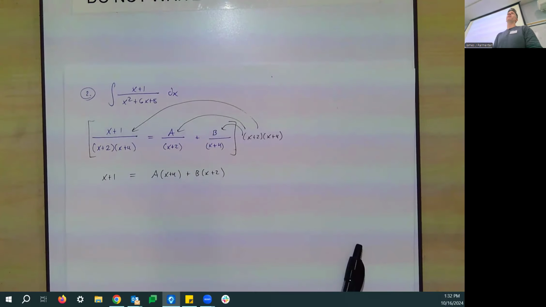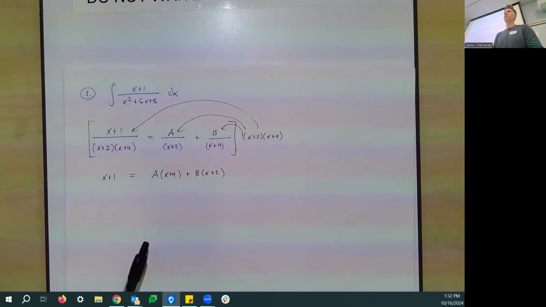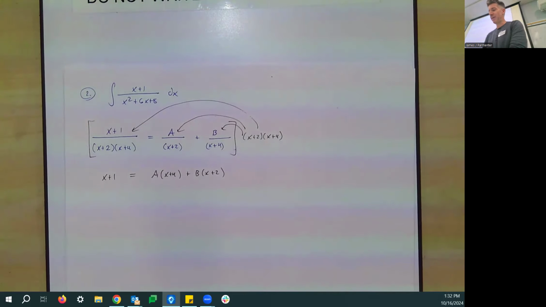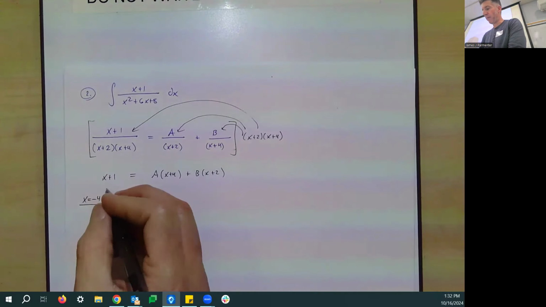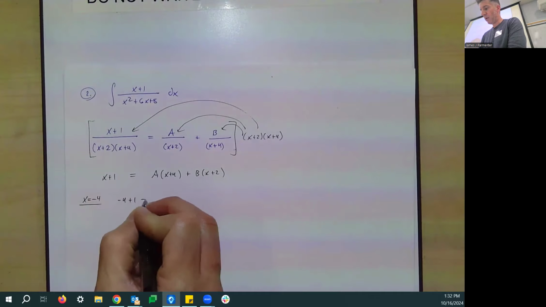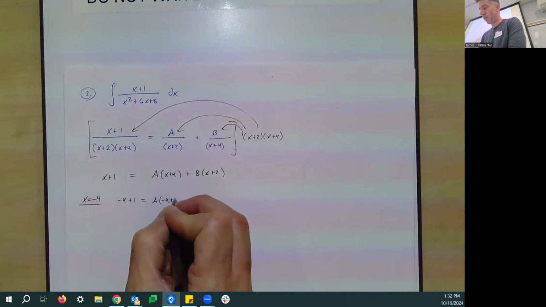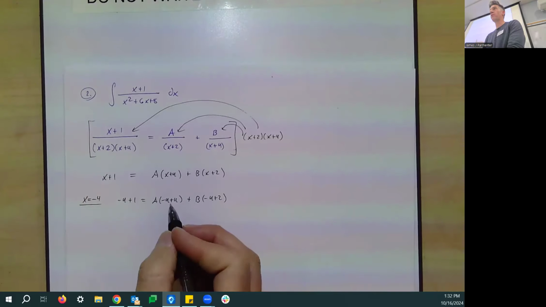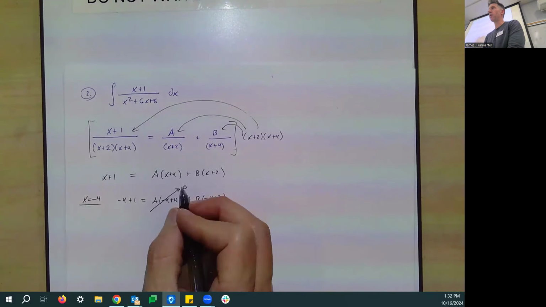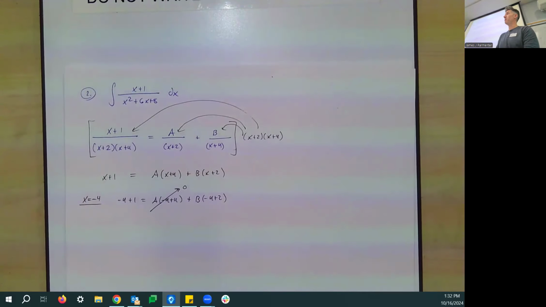These equations are true no matter what values of x you pick. So pick some convenient values of x, like x equal to -4. If x is -4, then on the left-hand side, I have -4 plus 1 equal to a times -4 plus 4 plus b times -4 plus 2. And -4 plus 4 is 0, and 0 times a is 0. That's why we picked it.